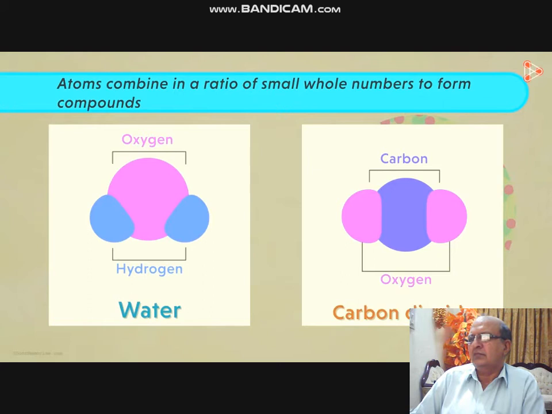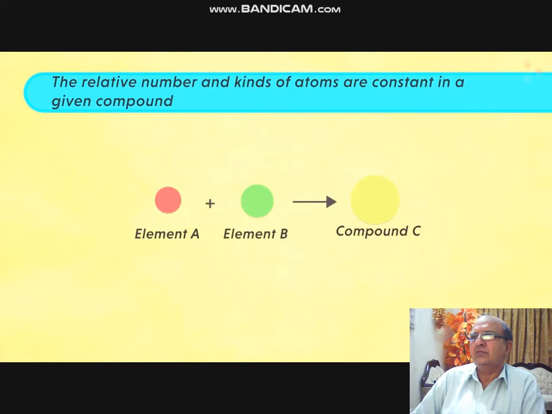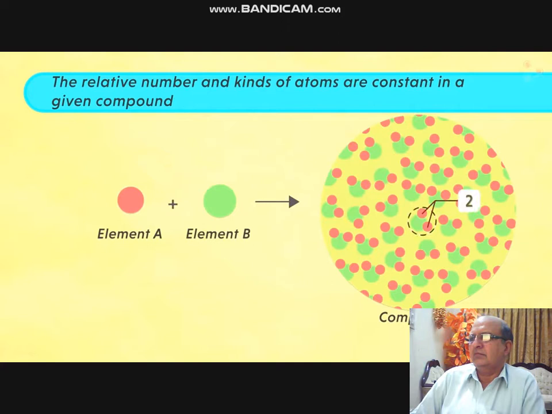Now for the last one. The sixth postulate states that the relative number and kinds of atoms are constant in a given compound. The same explanation that compound C has two atoms of element A and one of element B makes us understand this. Yes. If we scan compound C, we will always find two atoms of element A and one atom of element B in a single unit. And this is applicable for all compounds.